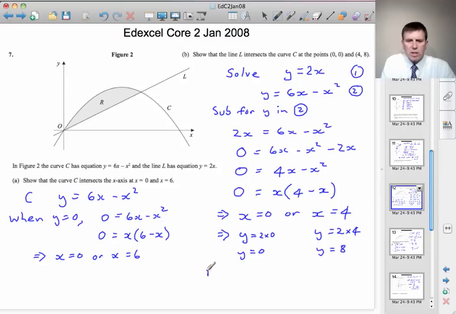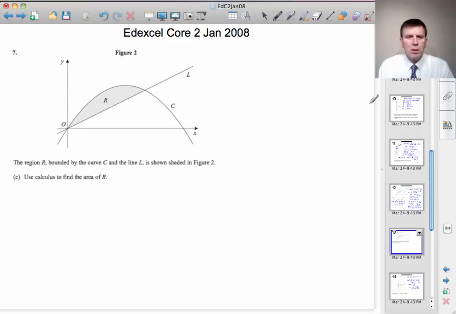And so our 2 points of intersection are 0, 0 and 4, 8, as required. And now for the final part of this question. The region R bounded by the curve C and the line L is shown in figure 2. Use calculus to find the area of R.